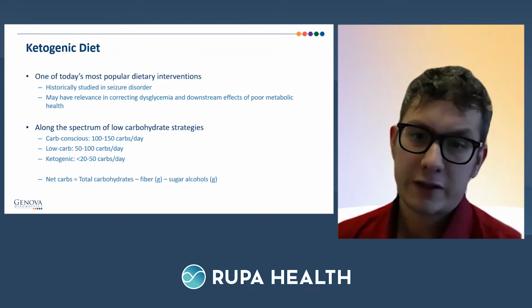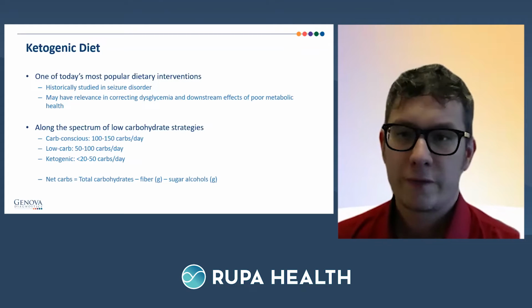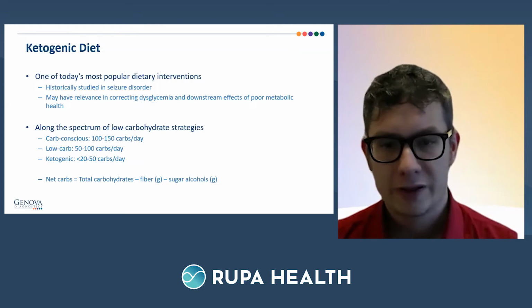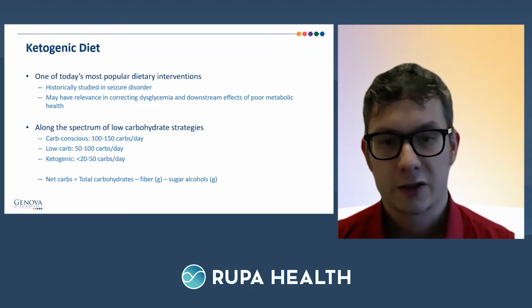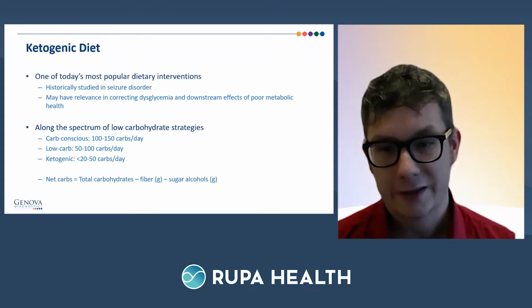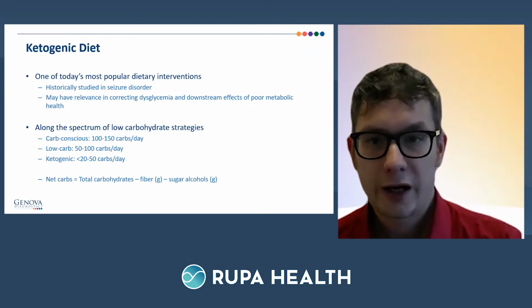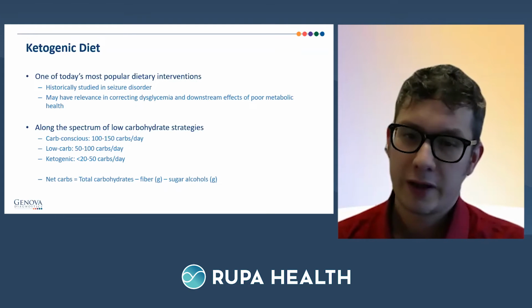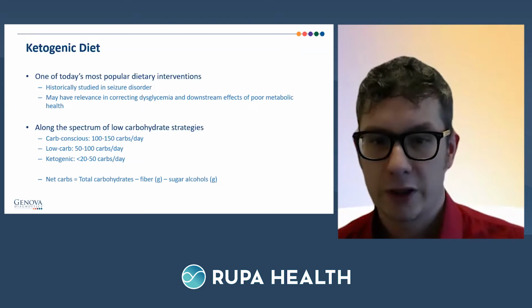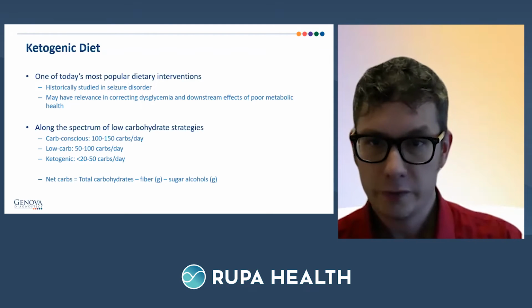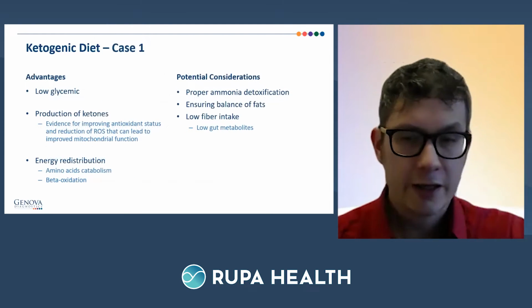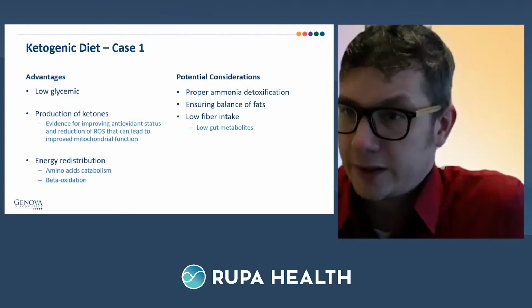So the ketogenic diet is interesting. There are various numbers that people throw out, but in general, we're talking about less than 20 to 50 carbs per day, and that's net carbs, so carbohydrates minus fiber and sugar alcohols. That's generally what we think of. I think most people are thinking less than 20 grams is really where you're shooting for on a ketogenic diet. And again, the advantages are that it's low glycemic.